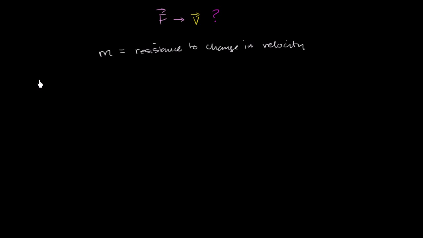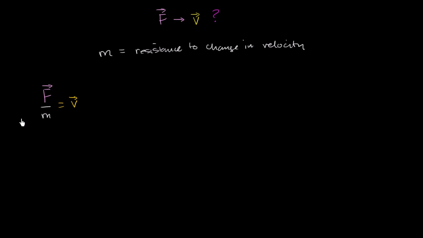So one possibility is that for a given force, I can divide it by its resistance to a change in velocity. So if it has a high resistance to change in velocity, if I'm dividing by it, then that will give me a low velocity. If I have a low resistance to change in velocity, if I'm dividing by a low number right over here, then that will give me a higher velocity. And also, the higher the force, or the larger the magnitude of the force, the larger the magnitude of the velocity, and they'll actually go in the same direction.